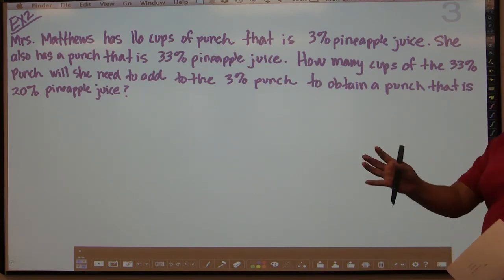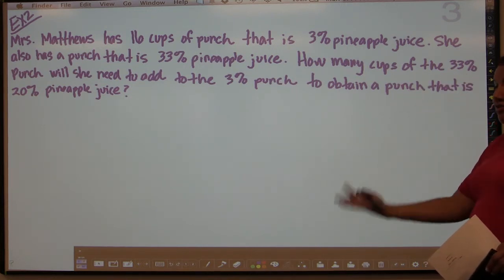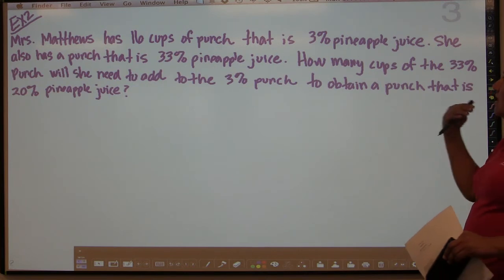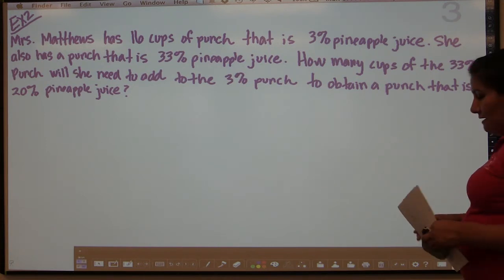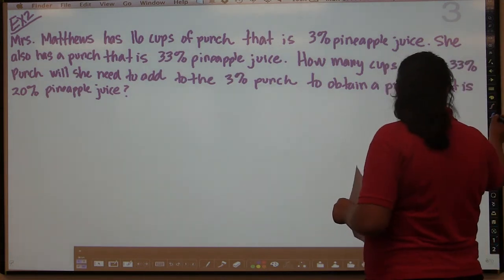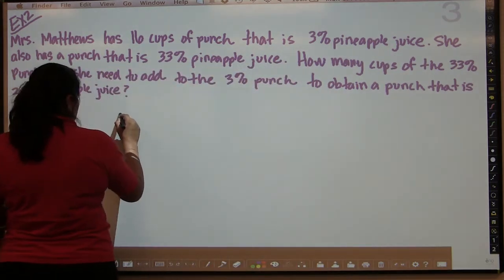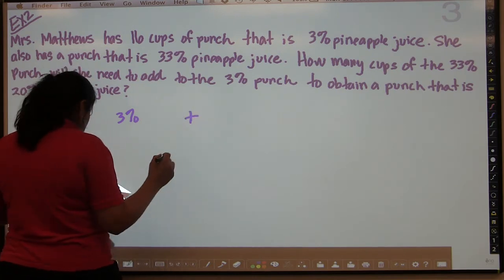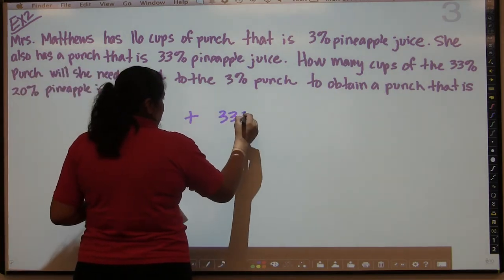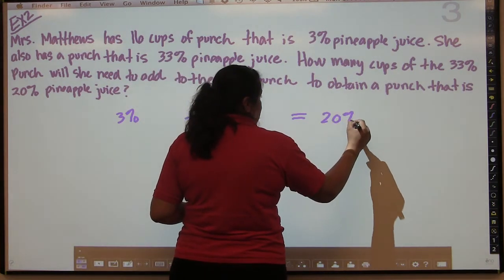So you're going to take a 3% pineapple juice punch and add that to a 33% pineapple juice punch, and then hopefully when you mix the two, because one is stronger than the other, you'll end up with a mix that's only 20% pineapple juice. So it's a very similar situation from like we had before. So what we want to do is we have a certain amount of 3% that we want to add to a certain amount of 33%, and hopefully at the end of the day we're going to have a 20% pineapple juice.